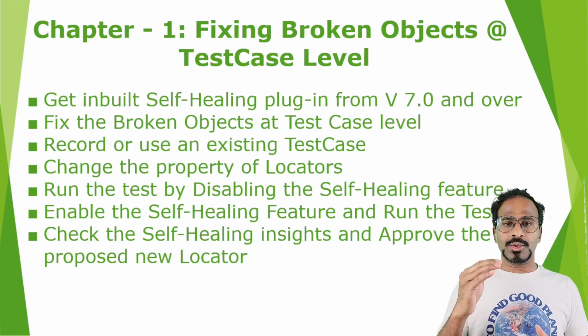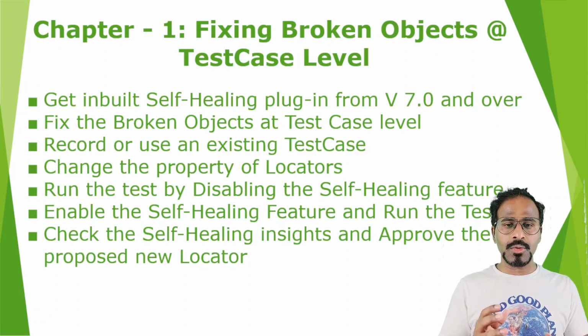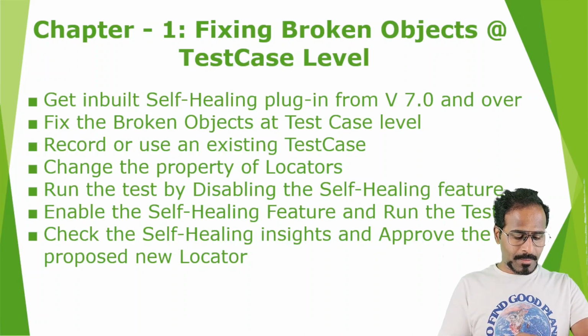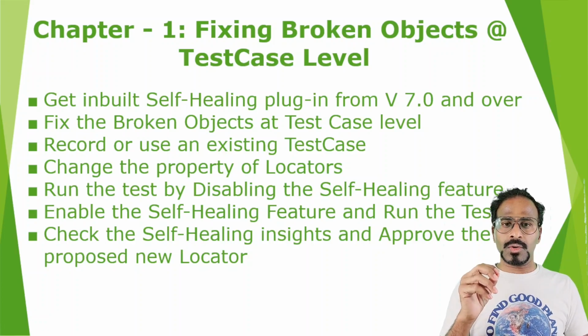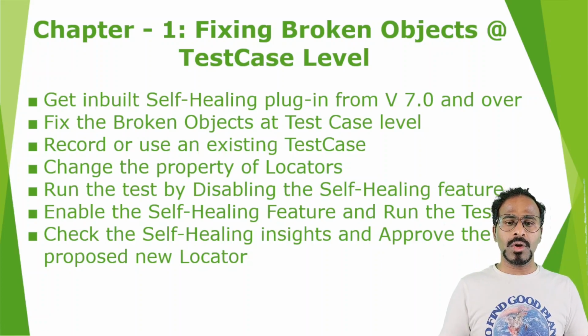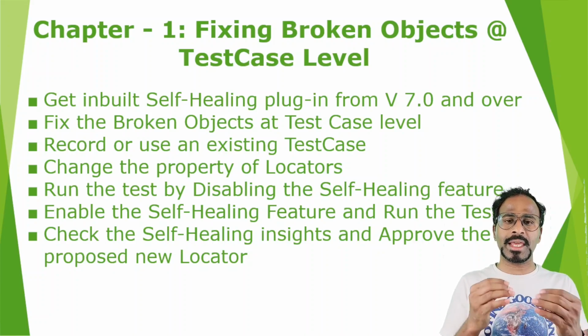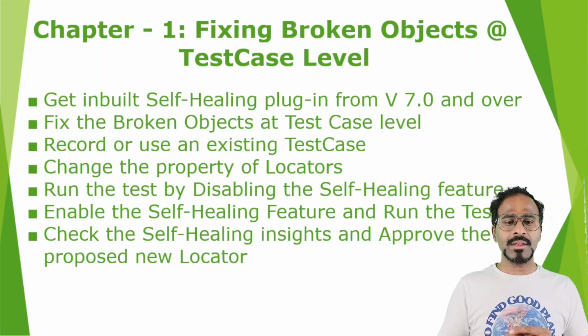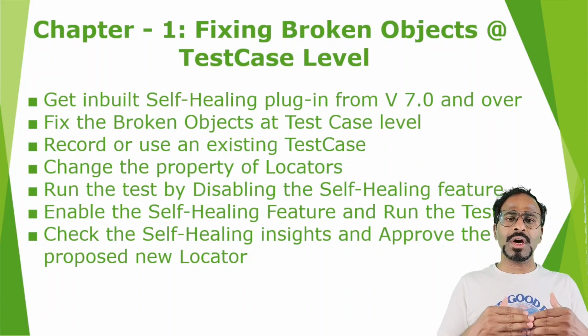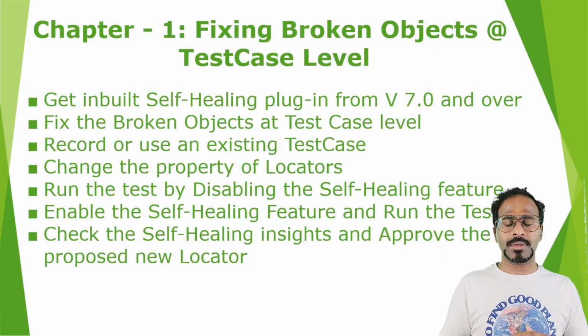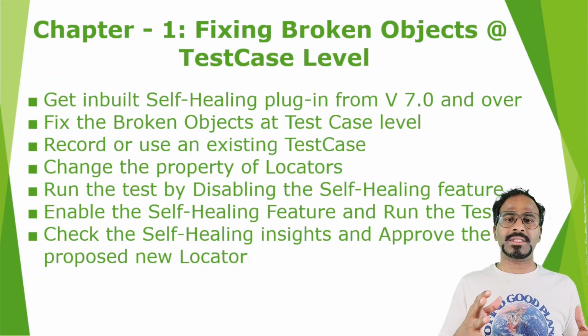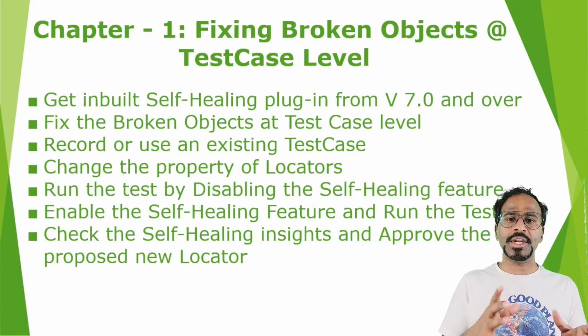So what are the different steps that you need to follow to perform the self-healing mechanism in Katalon Studio? First, you need to record a new test, or automate a new test, or you can use an existing automation test case. And then you have to change the property of locators. So when you are developing an application, you get a new build, and when you get a new build, some properties or locators get changed, right? So you need to perform that change.